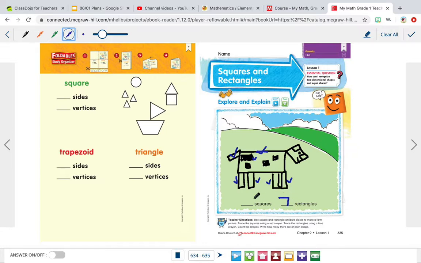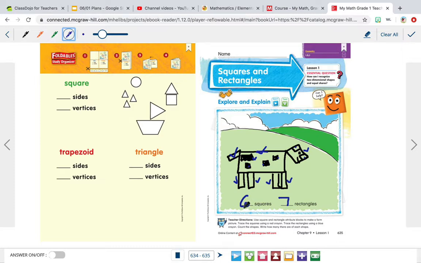And how many squares? Well, let's see. So here's 1 square, 2 squares, 3 squares, 4 squares because his head is a square. So 4 squares, 5 squares, 6 squares, because the ear and the nose. So it took 7 rectangles and 6 squares to make our cow.